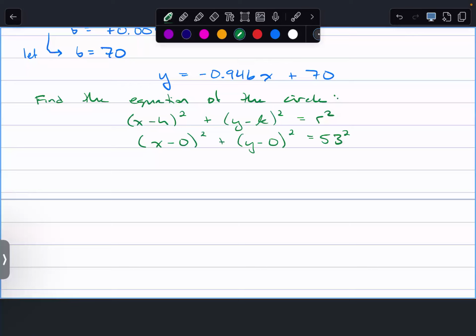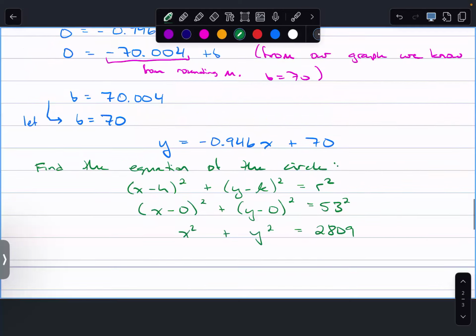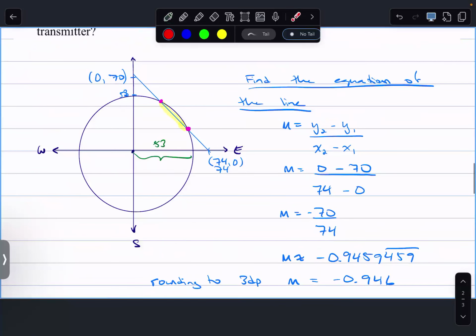53 squared, it's got to be huge. It is 2809. So then we have x squared plus y squared is, let's not carry that square around, 2809. And that's the equation of our circle. We can leave it there. You can solve for the y's if you want, but we're going to do that later anyways, so I would just leave it there. Okay. So now you know mathematically what the circle has for an equation and what the line has for an equation.